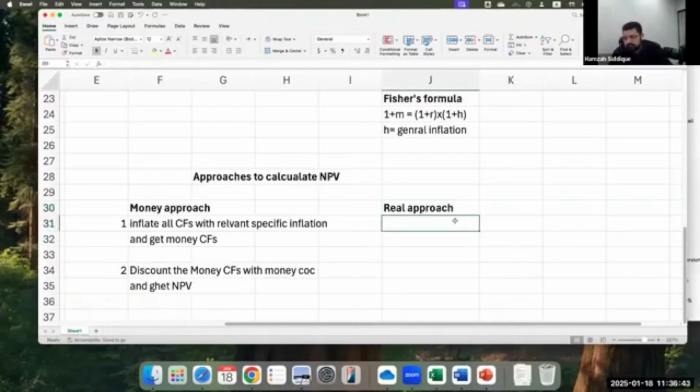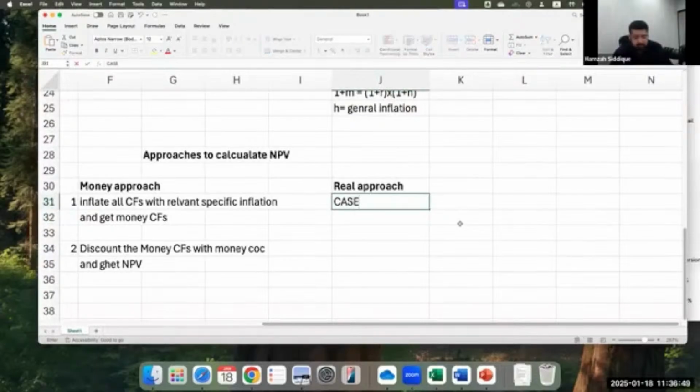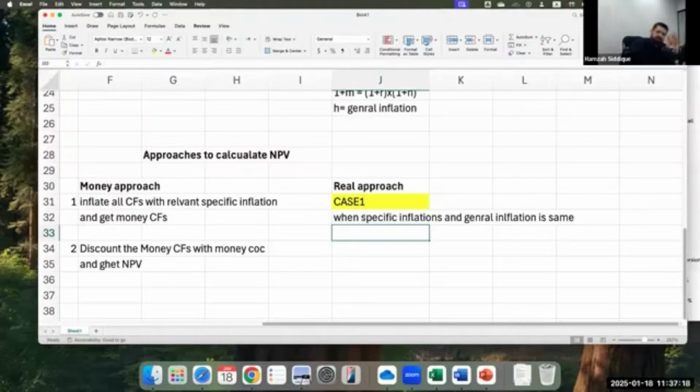Real approach is that actually there are two cases. Case one. Real approach has two cases basically. The case one is that when specific inflations and general inflation is same. One same rate of inflation for all. It is quite rare you get in exam.